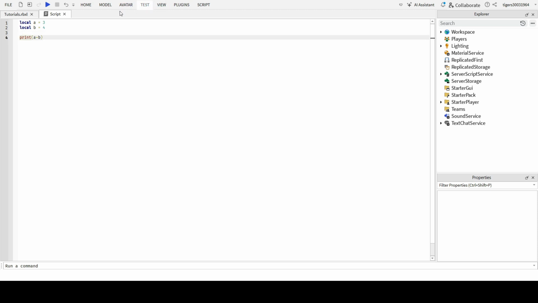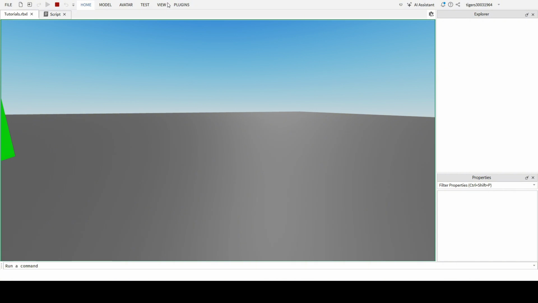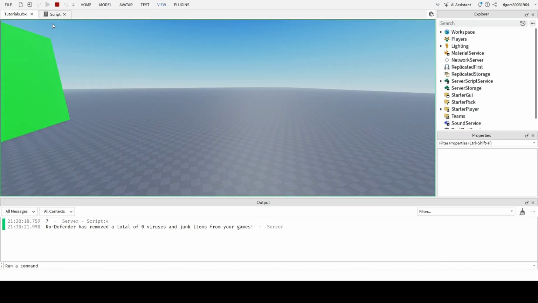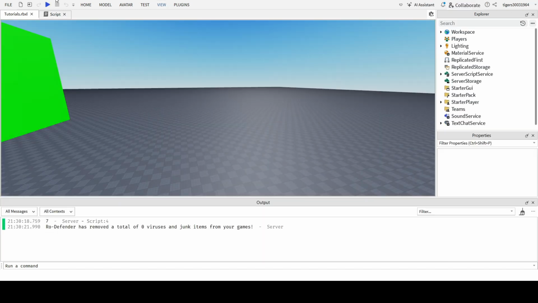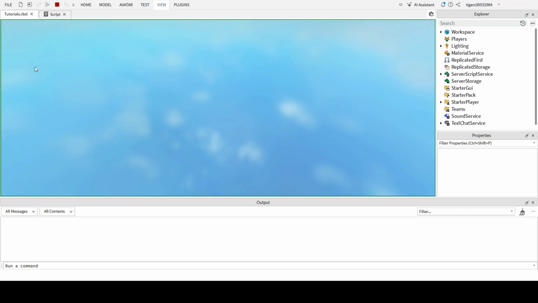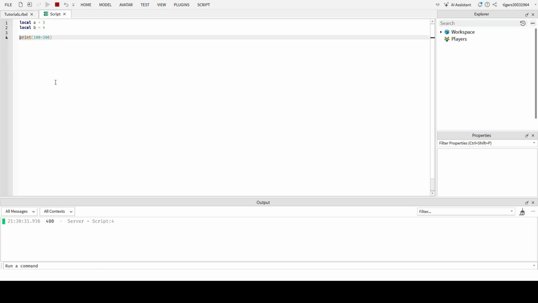7. And if I click run, and I open the output, then it will print 7. And if I put any number in here, say I put print 100 plus 300, then it will add those numbers and print that. We get 400.